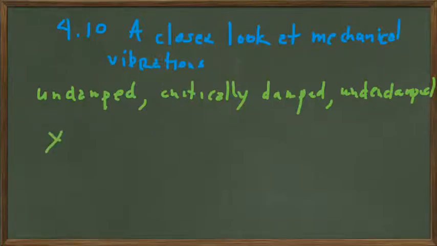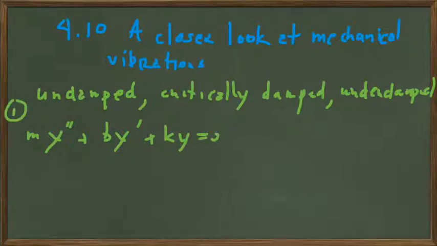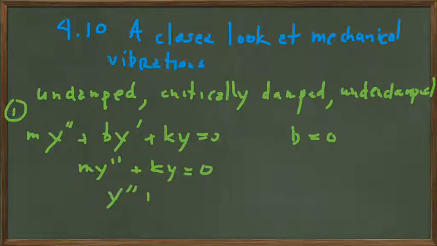That would be where we have a differential equation. Remember, the differential equation framework for a damped system was my double prime plus by prime plus ky equals 0. In this case, we're going to assume that b equals 0, so we have my double prime plus ky equals 0, and we're going to rewrite that as y double prime plus omega squared y equals 0, so it's easier to solve.